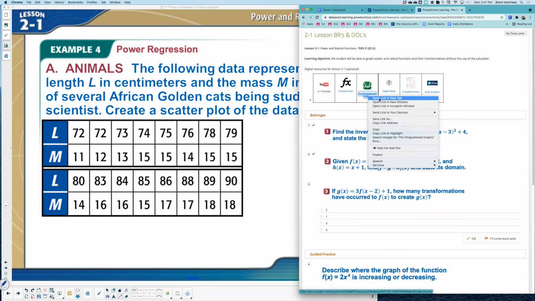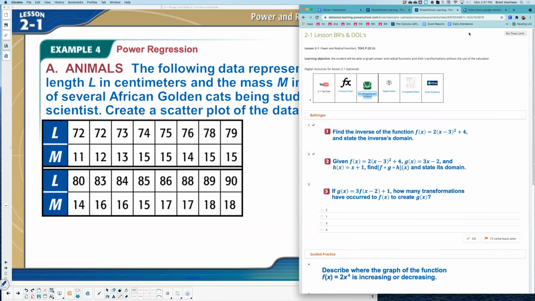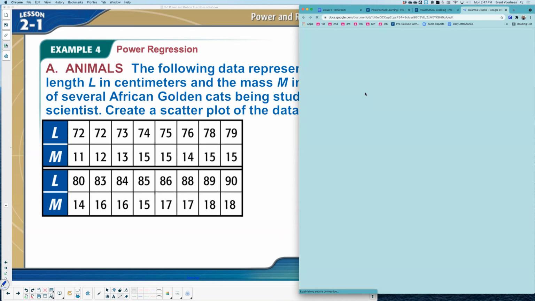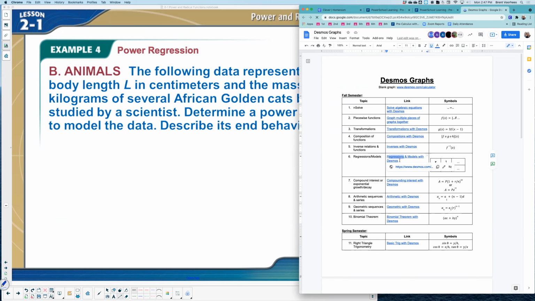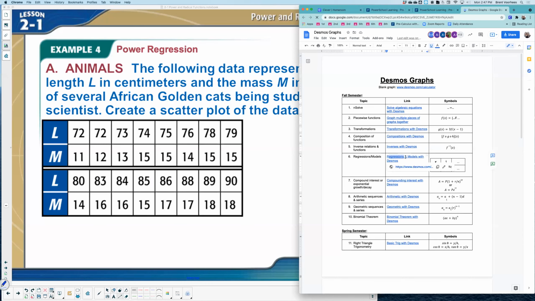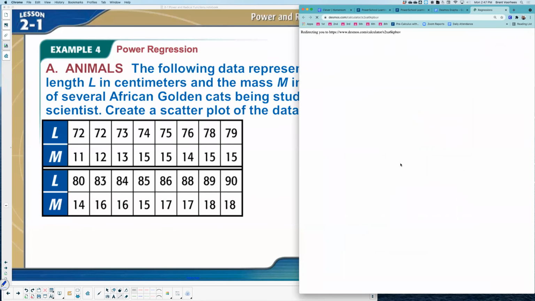On a computer, it's real easy. Just right click, open in a new tab. On the list of pre-programmed graphs, this is graph number 6. These are ones that we've covered already, 1 through 5. This is graph number 6. It's dealing with regressions and models. Regression is the technical math term. In applications, we usually call it a model. Statistics people would call it a model. The actual math name is a regression.